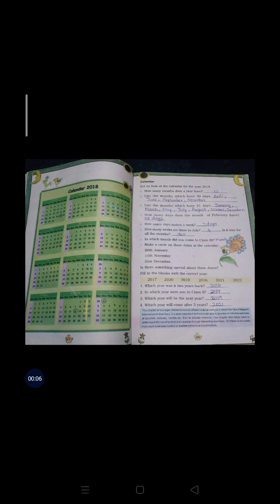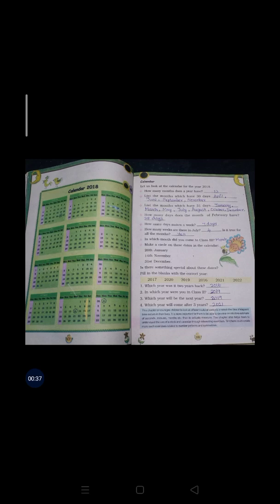So now we are going to learn about calendar and time. All of you take the chapter Time Goes On and take page number 102. In this chapter we are going to do some particular activities for our convenience. So take the page number 102 in your textbook.